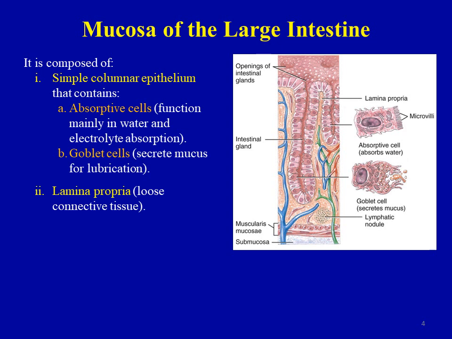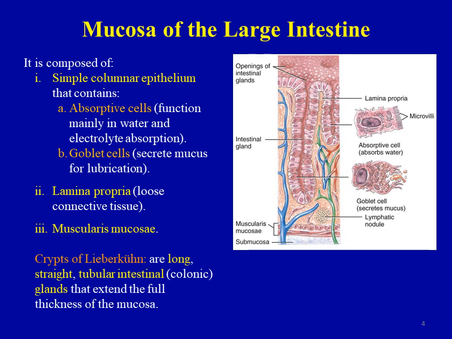The mucosa also has a lamina propria like other segments of the alimentary canal, which is loose connective tissue. Then we have the muscularis mucosa, this part here that separates the mucosa from the submucosa. The large intestine, similar to the small intestine, has crypts of Lieberkühn or large intestinal glands. They are long, straight, tubular intestinal or colonic glands that extend the full thickness of the mucosa. They are longer than the crypts of Lieberkühn present in the mucosa of the small intestine.